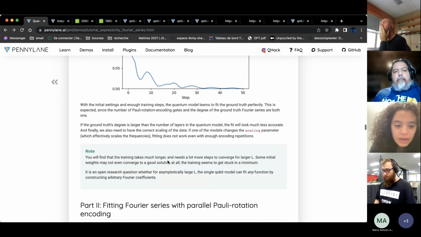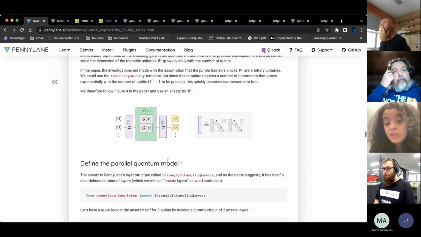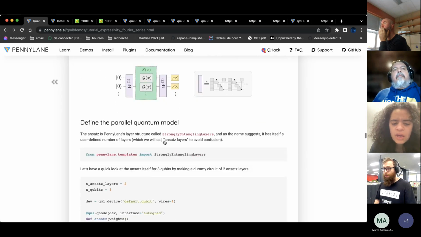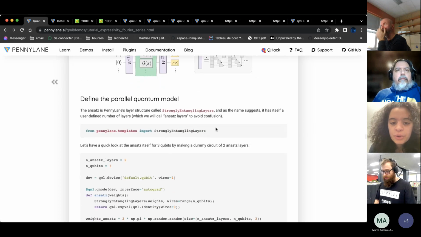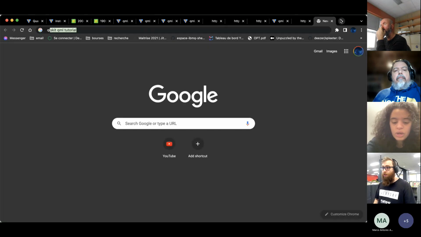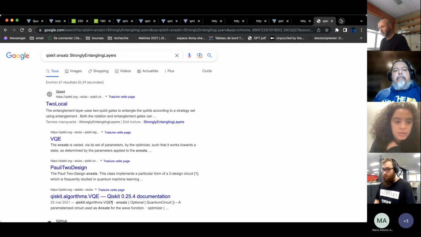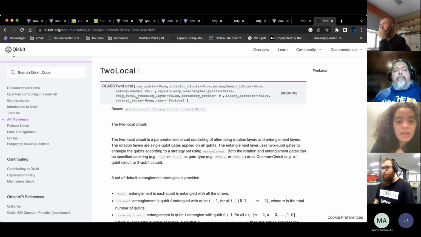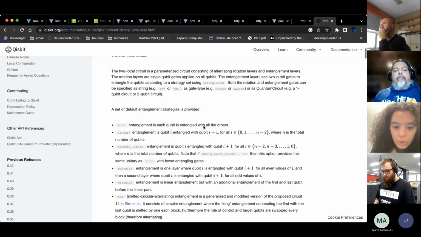And then if we actually accelerate a little, because this mostly stays the same, and we go into the 2 qubits, well, multiple qubits circuits, the idea is basically the same. But what I wanted to show you is that the ansatz that they're using here, for example, strongly entangling layers, exists in Qiskit. Not sure they have the same name, but we can look into that. Okay, in Qiskit, the strongly entangling layers is called TwoLocal.